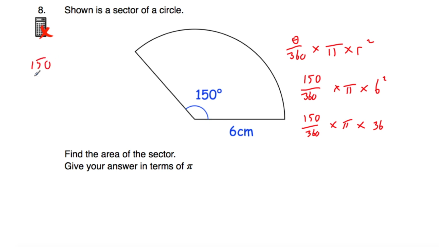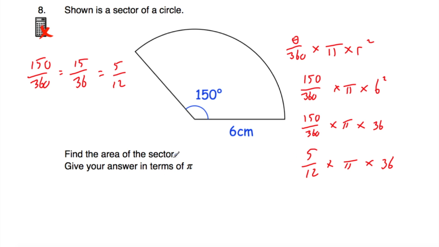Okay, let's cancel down our fractions. So 150 over 360. If we divide both of those by 10, we get that's 15 over 36. And then if we divide both of these by 3, we get that's equal to 5 twelfths. So that means this is 5 twelfths of the whole circle. So this fraction is 5 twelfths multiplied by pi multiplied by 36.